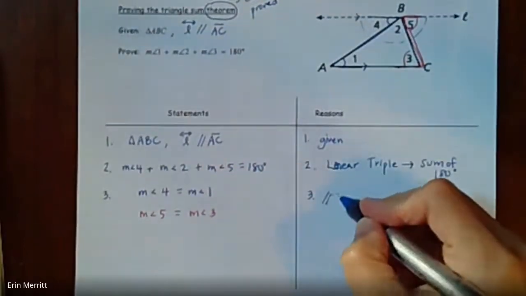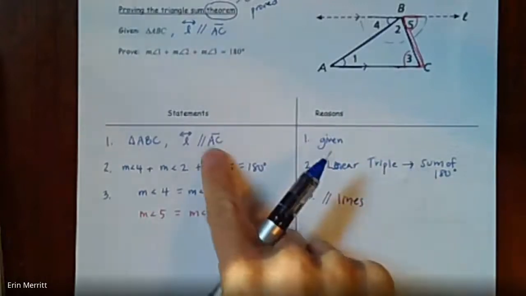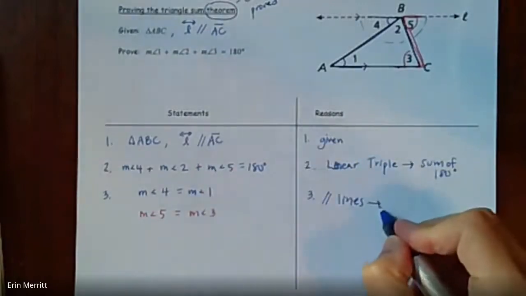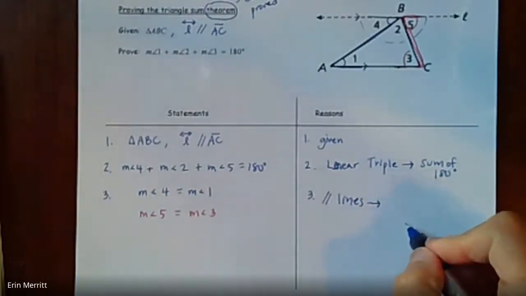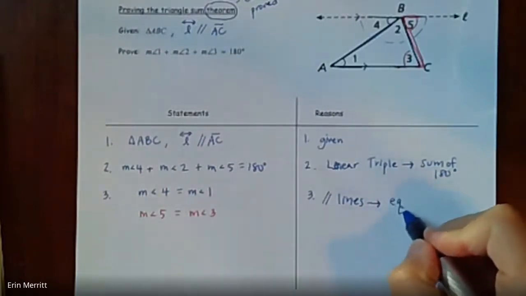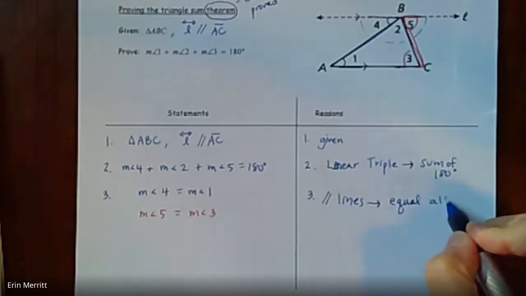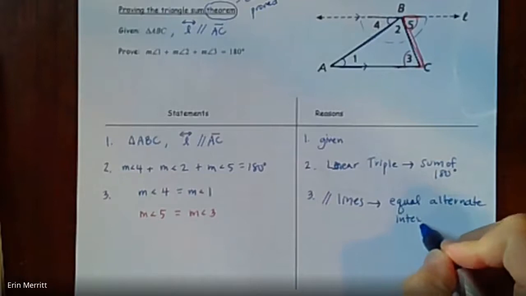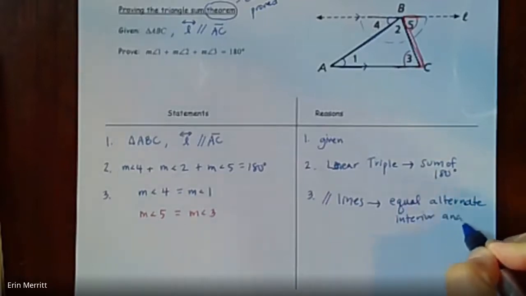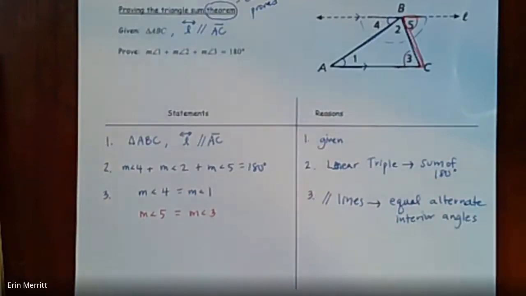Now I'm going to put those both in step 3 because I have the same reason for both. What we're going to say is the fact that we have parallel lines, which we knew back here, implies that alternate interior angles are going to be equal. Or you can say equal alternate interior angles.